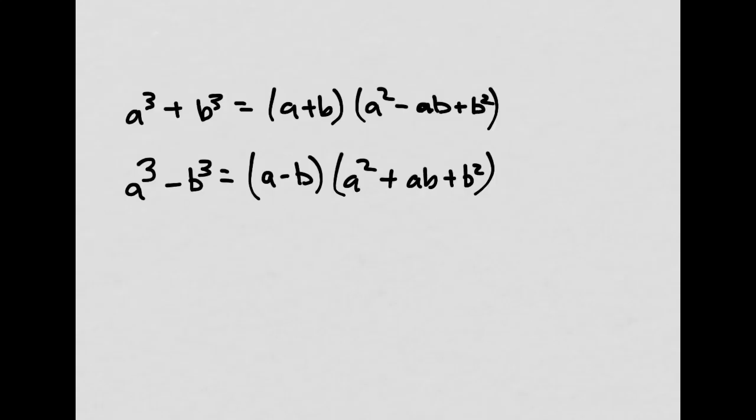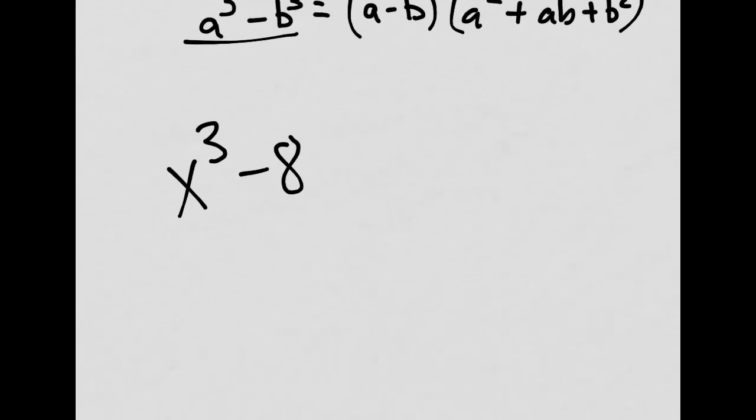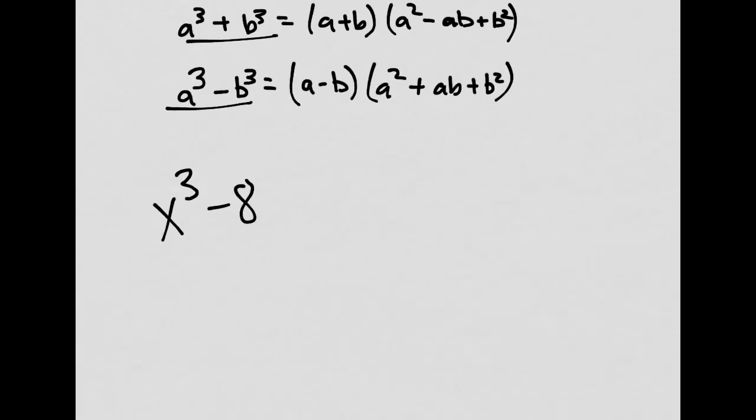So this is the sum and this is the difference of cubes. So how that works in this case, we've got x cubed minus 8, right? So I need to be able to write it as something to the third power, so it's x to the third minus, I need to rewrite 8 as 2 to the third. So really, this is my a and this is my b.